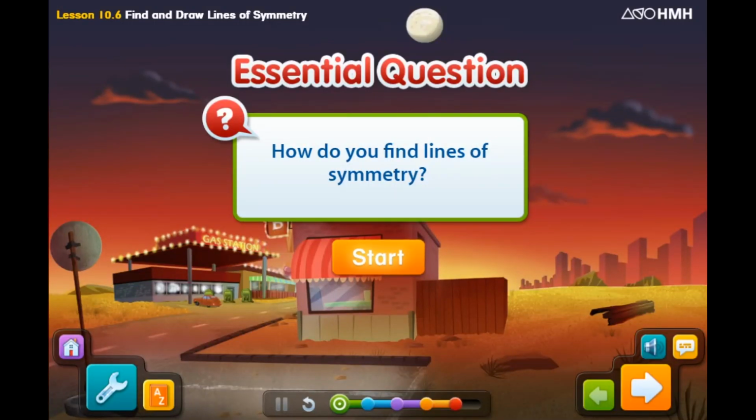Today's episode is about find and draw line of symmetry, lesson 10.6. And the most essential question here: how do you find lines of symmetry? Let's start and see.